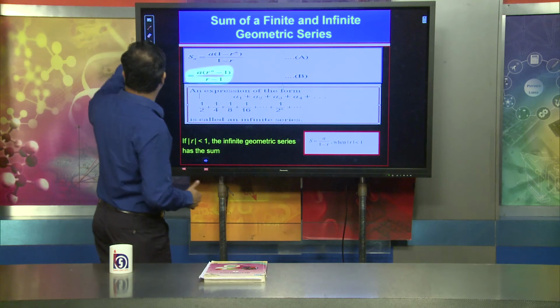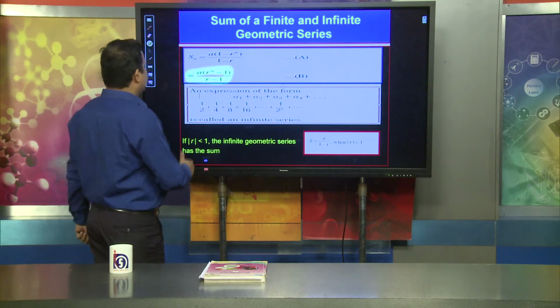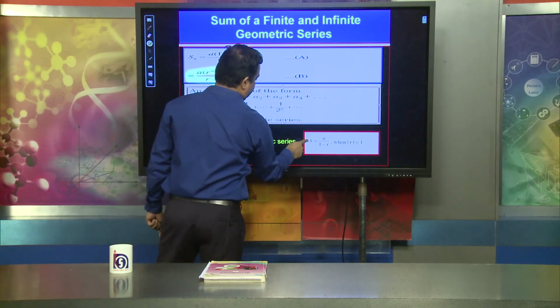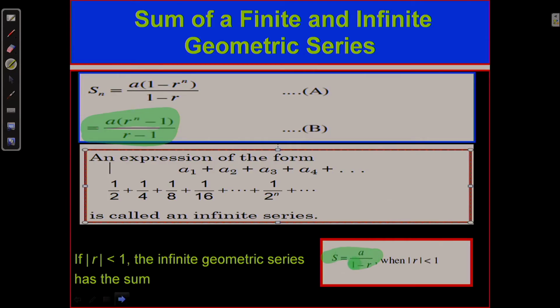For infinite series, the formula is S equal to a divided by 1 minus r, when the condition is that the modulus of r must be less than 1. That is the very important thing. Or we can say that when the modulus of r is less than 1, the infinite geometric series has a sum.